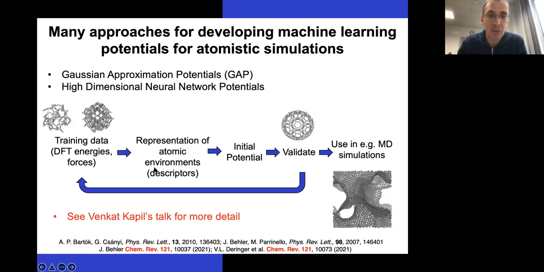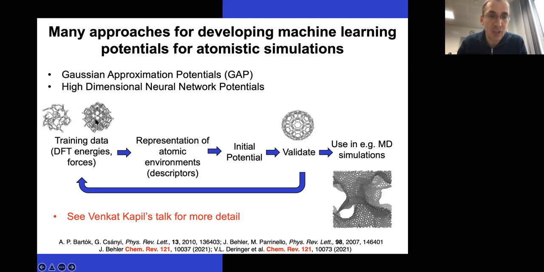You come up with some way to represent the structures that you have with local atomic descriptors. You develop an initial potential. You test it against some validation data, and you iterate until you have a potential that you are satisfied with, and then you can apply it to a larger, more complex system.